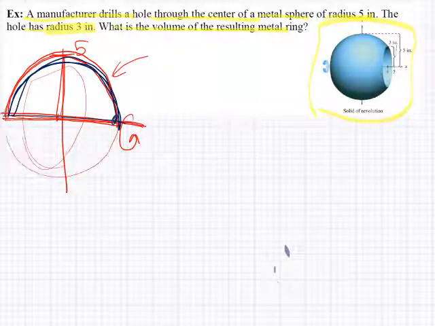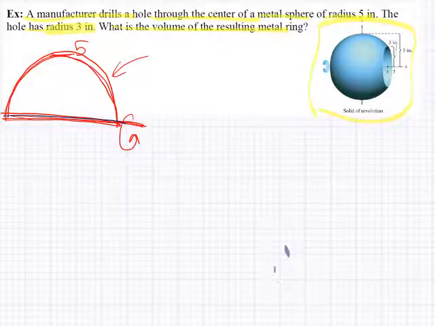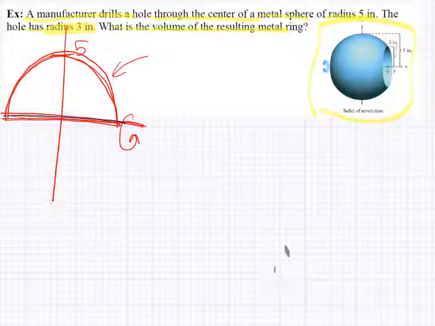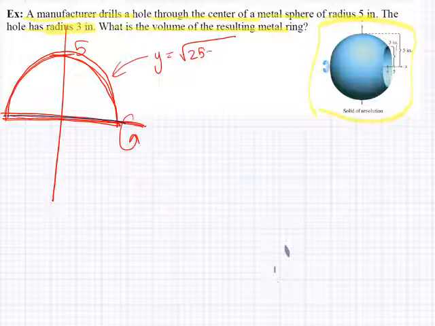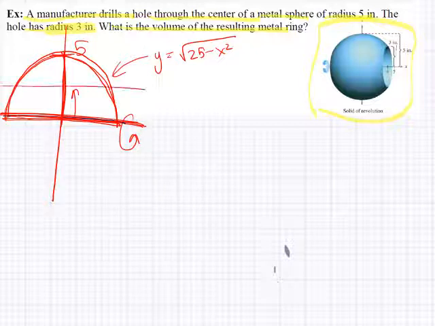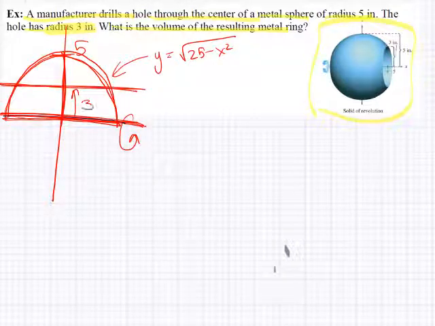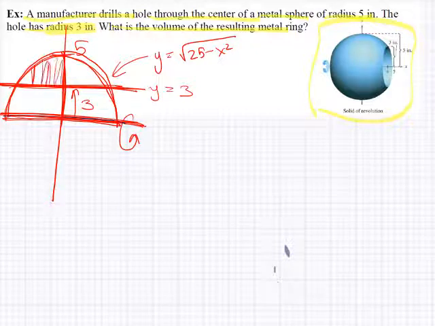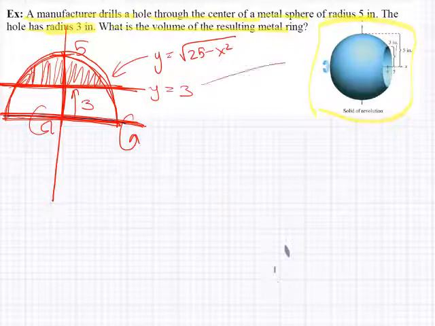I'll rewrite that. I don't need any of this. That's the y-axis. So this is y equals the square root of 25 minus x squared. And then I need that whole radius 3. Well, if this is the center, the radius goes this way, and this was radius 5. To get to a radius of 3, I look at this line, y equals 3. If I cut that right through the middle, then all I really have to do is rotate this piece here around the x-axis, and that would create the shape.